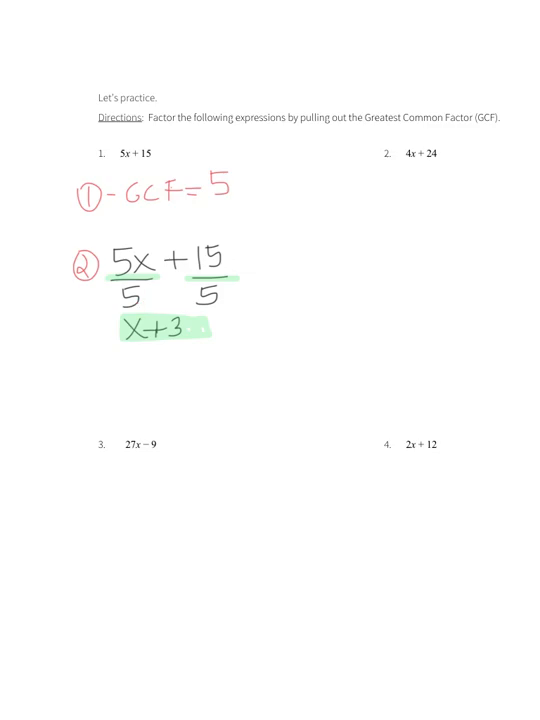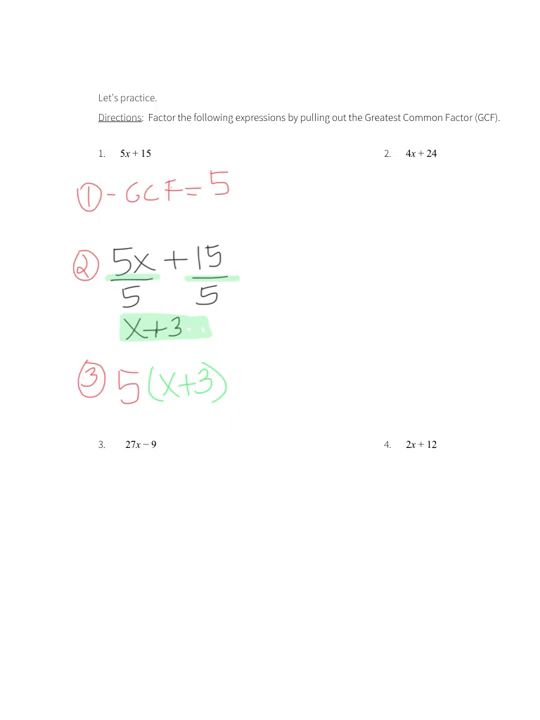And then my last step is to take the GCF out, put it on the outside of the parentheses, and then put the rest of the problem inside. So if we factored 5x plus 15, we get the answer 5 times the quantity x plus 3. All right, let's try another one.